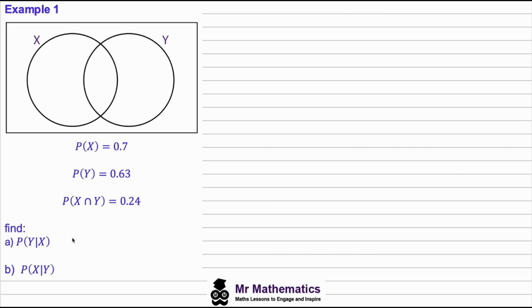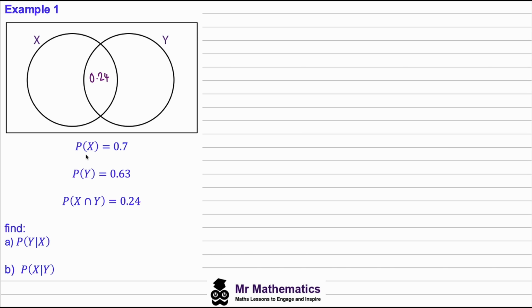So in example 1, we've been given this Venn diagram and these probabilities. Part A, we need to work out the probability of y given x. Well, if we label our probabilities, we've got x intersecting with y. That'll be this overlap here. This will be 0.24.